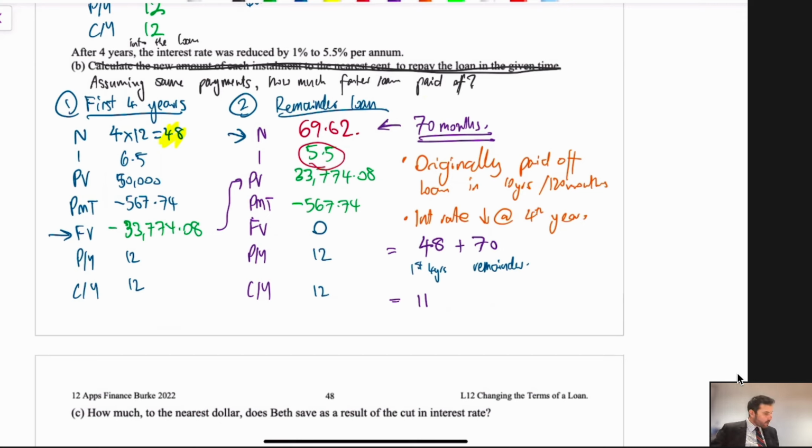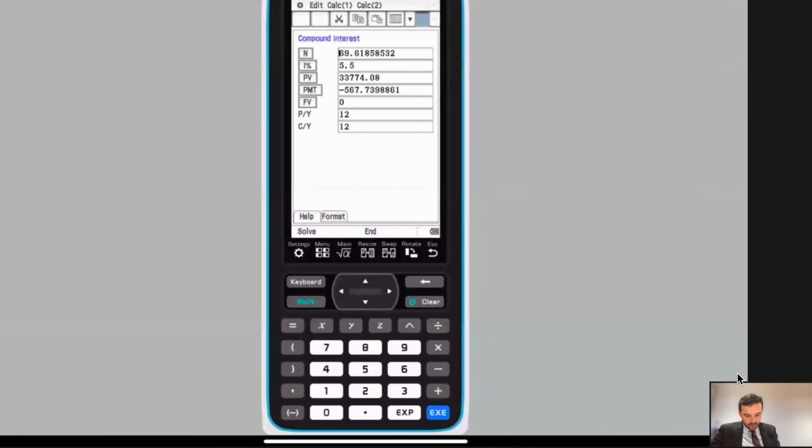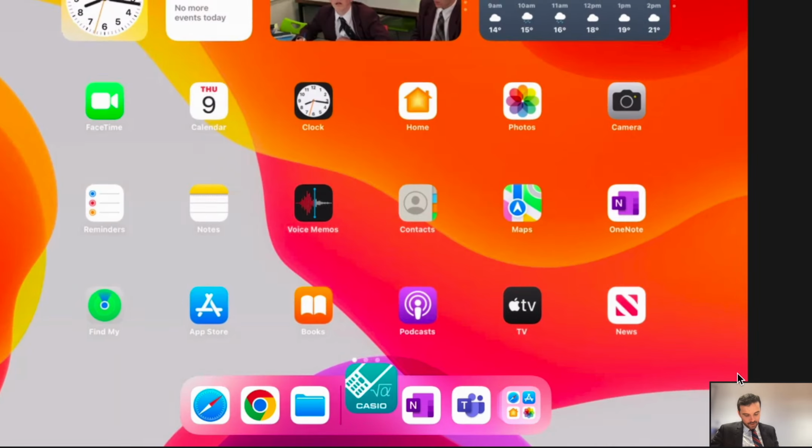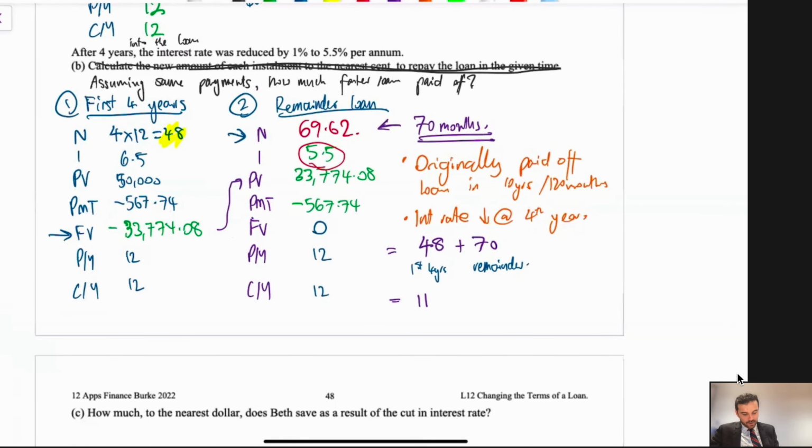I just want to double check this answer here because I've got a different answer for whatever reason. Did I do something wrong here? 5.5, yep, 33,774, yep. I just got a different answer. That's not good. All right, and so what they have here is 118 months.